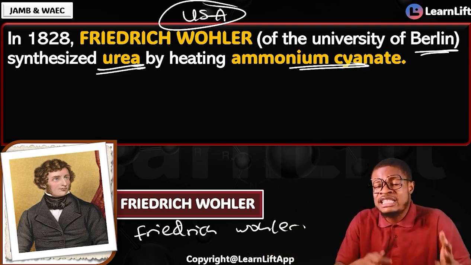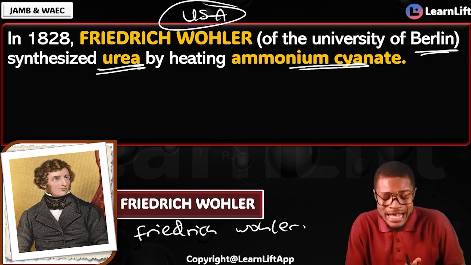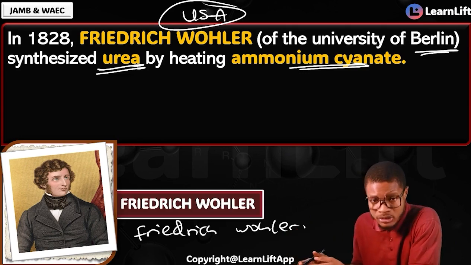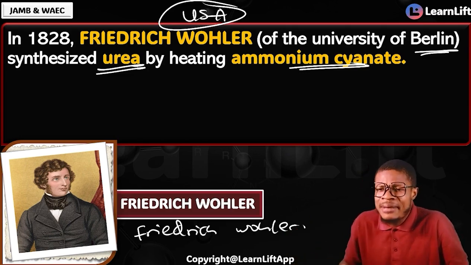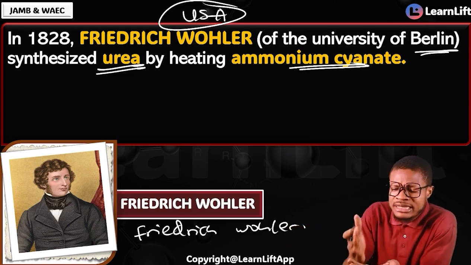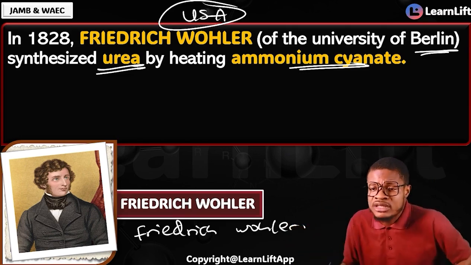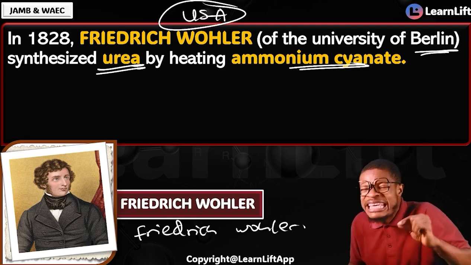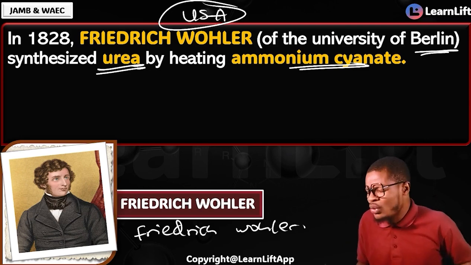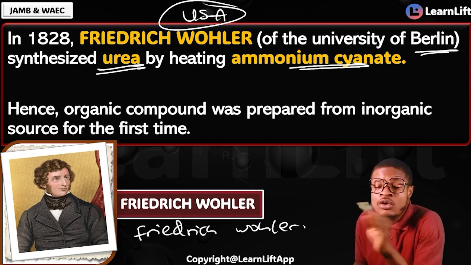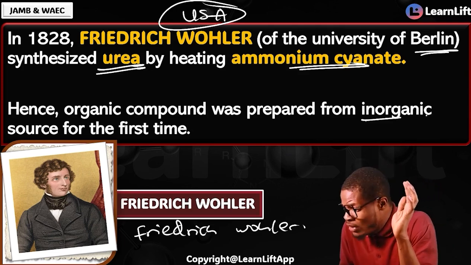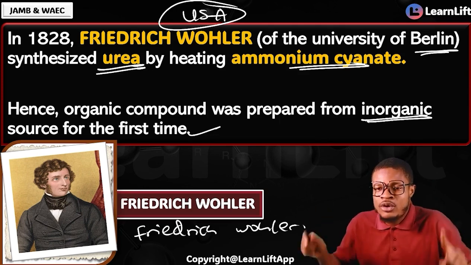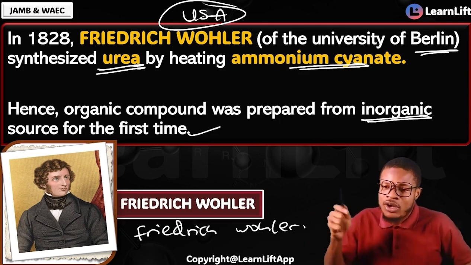You know that at that time, scientists believed that you cannot derive organic compounds from inorganic sources. Does it make sense? Until somebody came and disproved that fact. And what is his name? Friedrich Wöhler, a professor at the University of Berlin. How did he synthesize urea? He synthesized urea by heating ammonium cyanate. Hence, an organic compound was prepared from an inorganic source for the very first time. Who prepared an organic compound from inorganic sources?